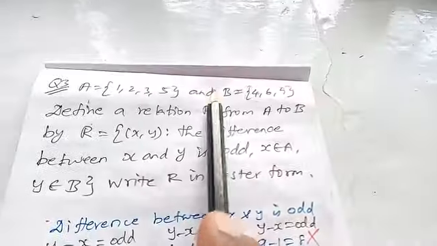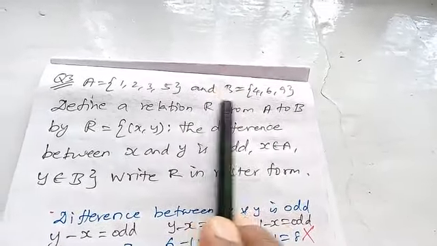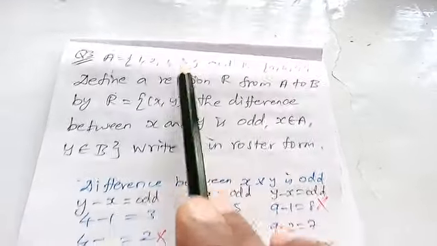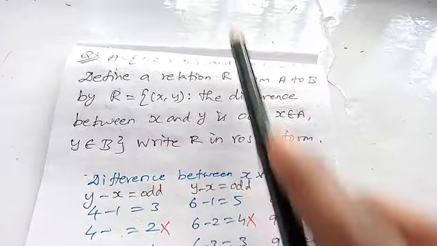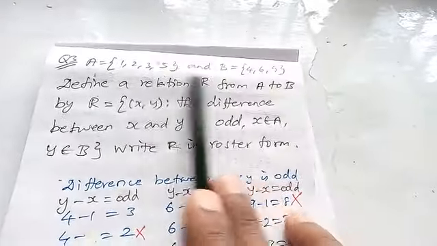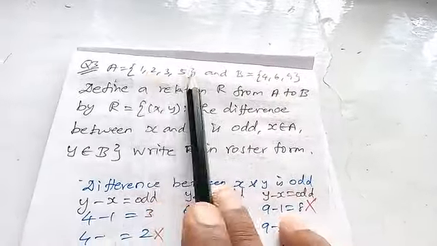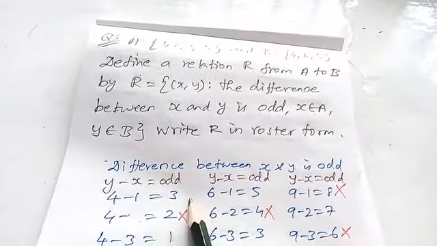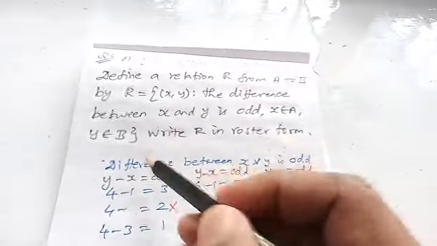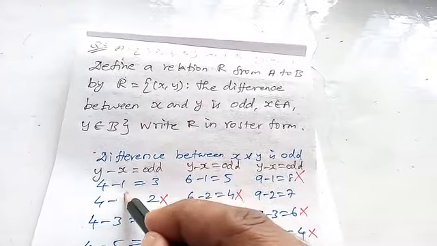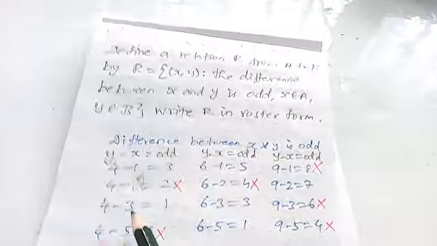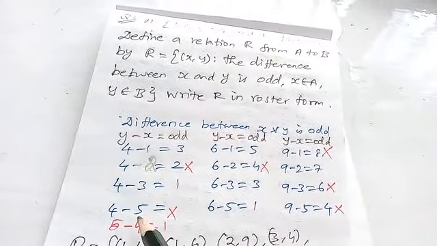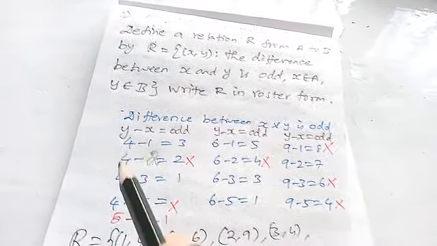The condition is difference between x and y is odd. So let's see. Here bigger minus smaller we will do, no? You see, y minus x must be odd. The elements of B are 4, 6, 9 and of A are 1, 2, 3, 5. So 4 minus 1, 3. 4 minus 2 will be 2, so it is not odd, we cannot take. 4 minus 3, 1, we can take. 4 minus 5, we may get negative, so either way you can take the difference.